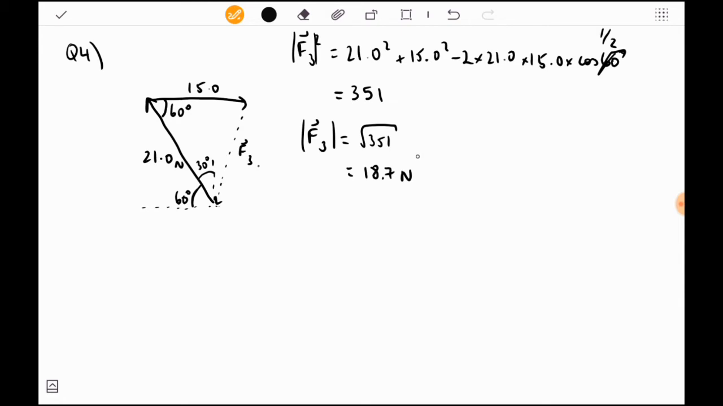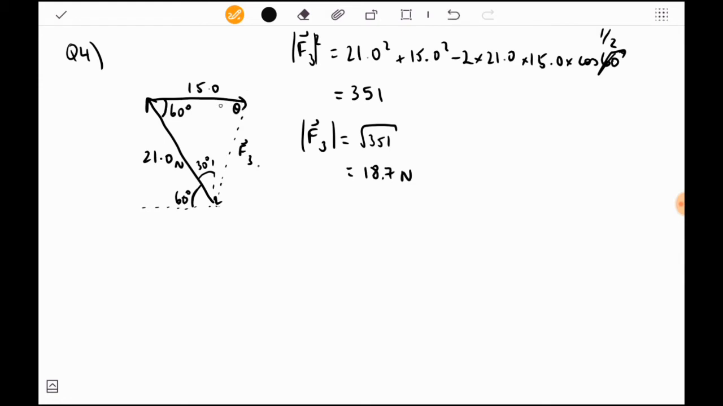Okay, so now I know the magnitude, I want to find the direction. All of these are given in terms of their direction from an axis, and you can see in the diagram we've given you a little angle theta to show you which angle we mean. So we want to find the angle between the horizontal and F3. So that's this angle in here.